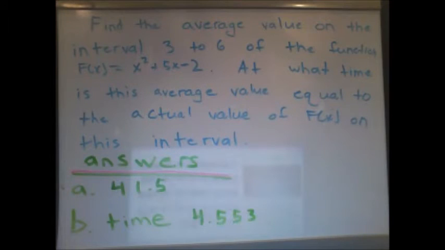Now that you understand these concepts, here are some practice problems you can do on your own. Here's the first one. Find the average value on the interval 3 to 6 of the function f of x equals x squared plus 5x minus 2. At what time is this average value equal to the actual value of f of x on this interval? And here are the answers to check once you've completed the problem. For part A, the answer is 41.5, and for part B, the answer is at time.